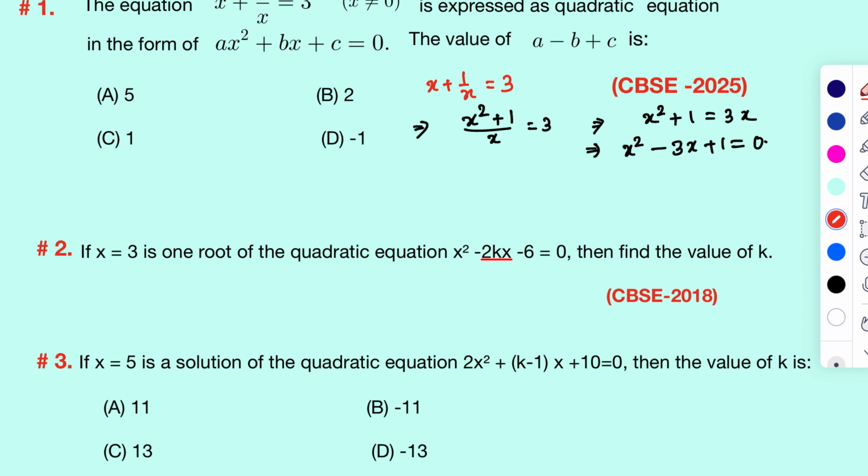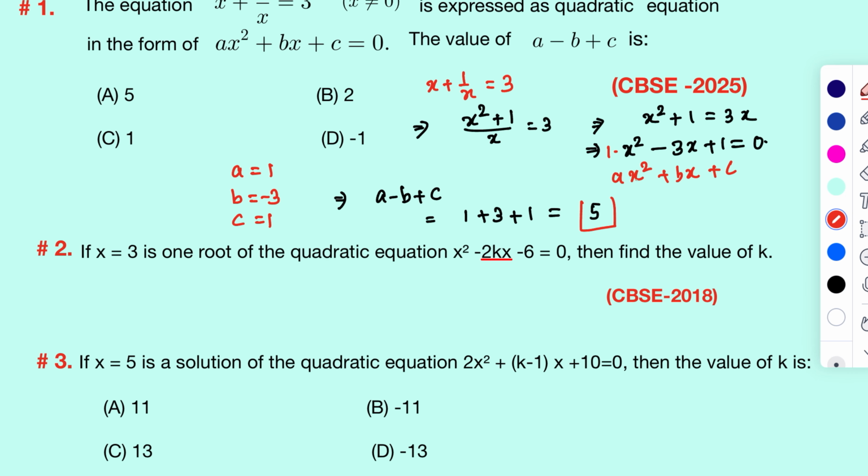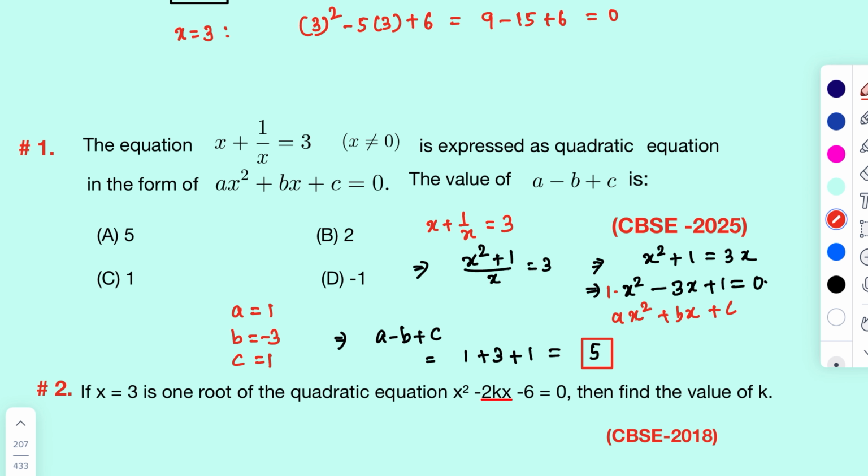If we compare with the ax square plus bx plus c, then we see this is ax square plus bx plus c. So here coefficient is 1, so we will get a is equal to 1, b is equal to minus 3 and c is equal to 1. So we will get here a minus b plus c as 1 minus of minus is plus 3 plus 1, which is equal to 5. So the option A is the answer for this case.